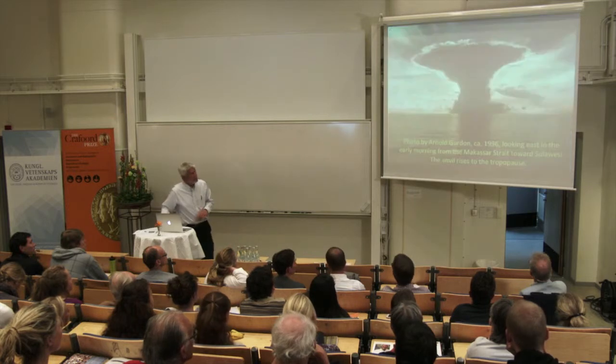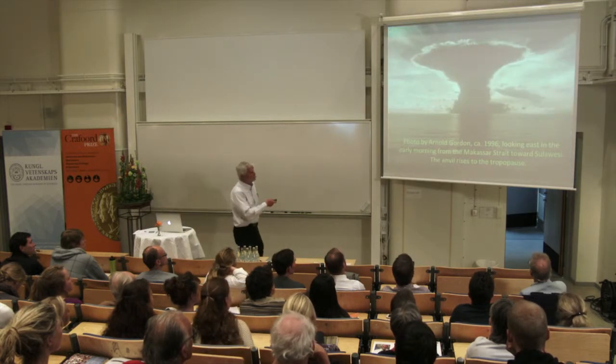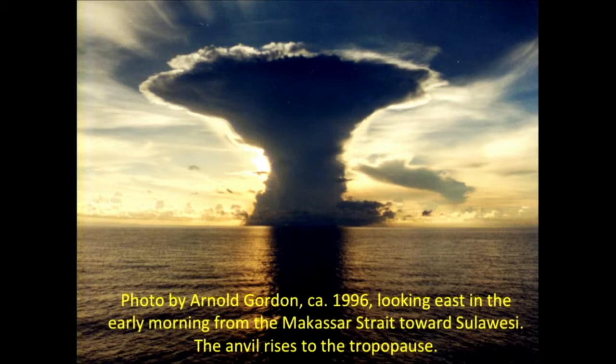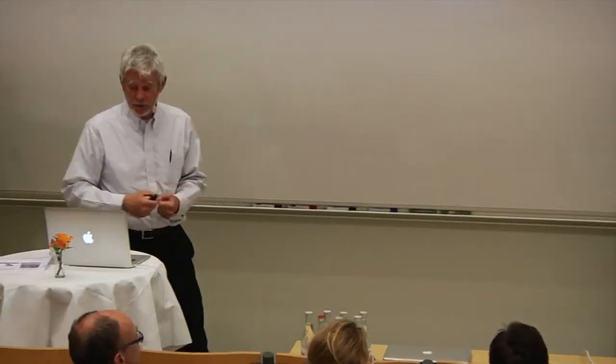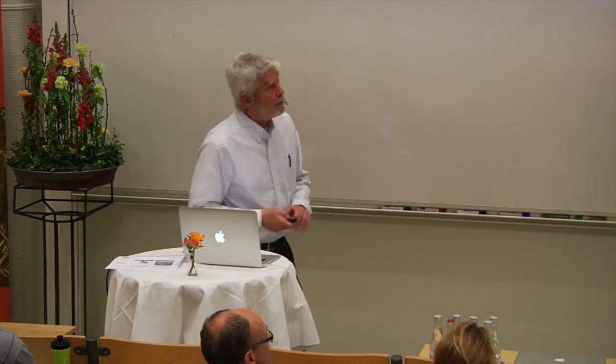And just as an image, this is a photograph taken by an eminent physical oceanographer, Arnold Gordon, looking across to Sulawesi, so there's an island under there, and you have this huge cloud that's 14 kilometers high up here at the top of the troposphere, just this enormous cloud. Islands are an attractor for rainfall. Now I'm going to show you another animation.